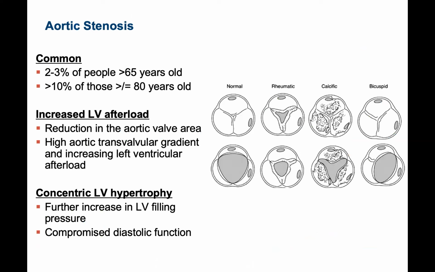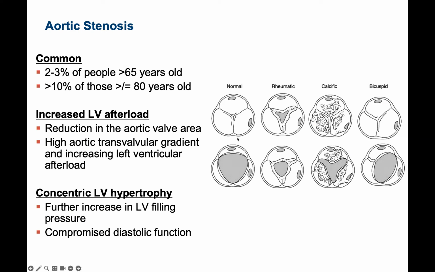So aortic stenosis is common. It's 2 to 3% of people older than 65 have it, and greater than 10% often have it in patients older than 80. Some important things to know about it is that you do have increased LV afterload. So this gives you a reduction in the aortic valve area, and this will give you this high aortic transvalvular gradient, and therefore an increasing left ventricular afterload.